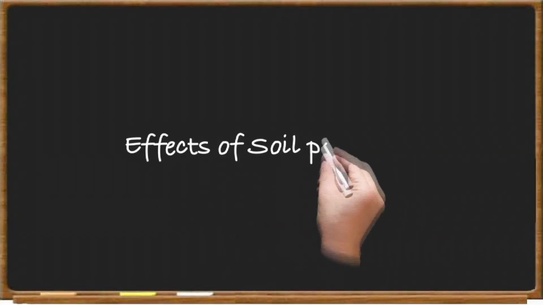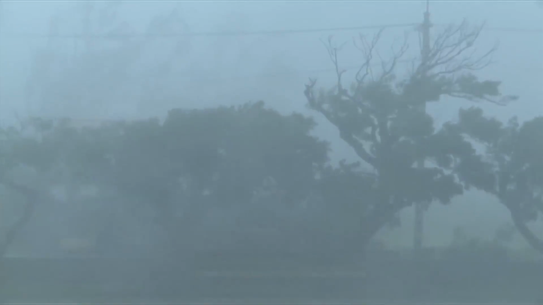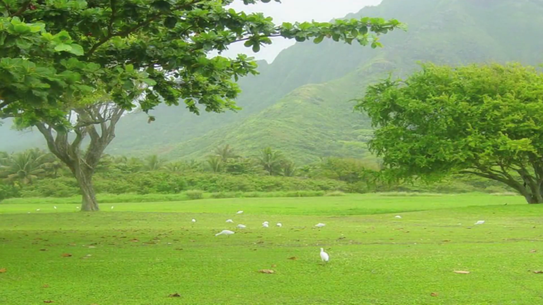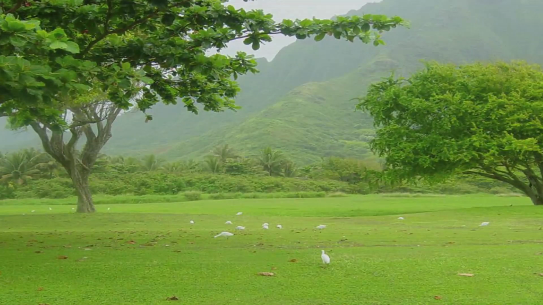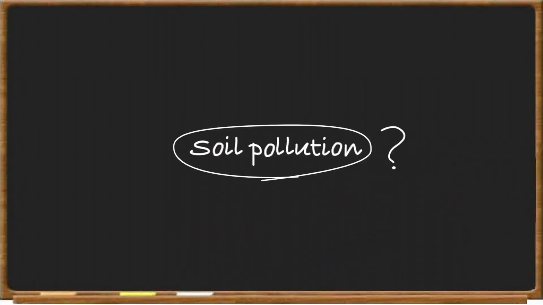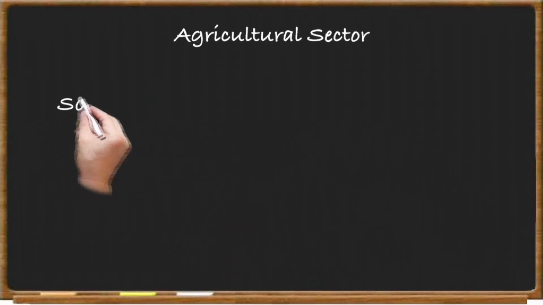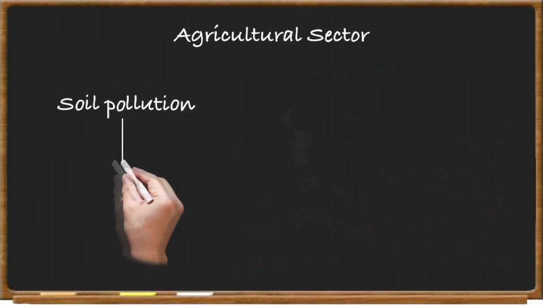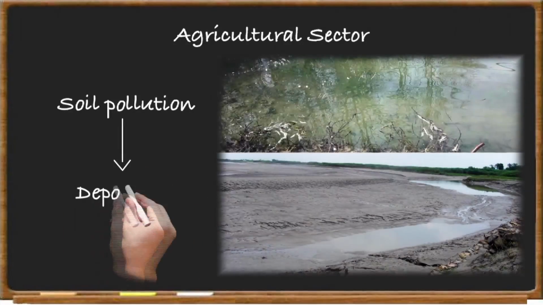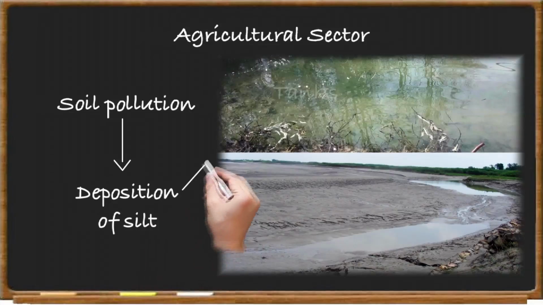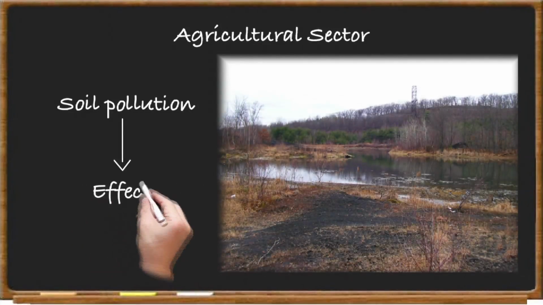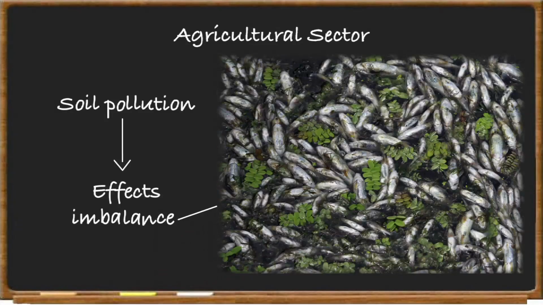Effects of soil pollution. Usually, with the right atmospheric conditions, air and water pollution disperse and disappear. What makes soil pollution such a problem? In the agricultural sector, soil pollution reduces soil fertility, causes deposition of silt in tanks and reservoirs, reduces crop yield, and affects imbalance in soil, fauna and flora.